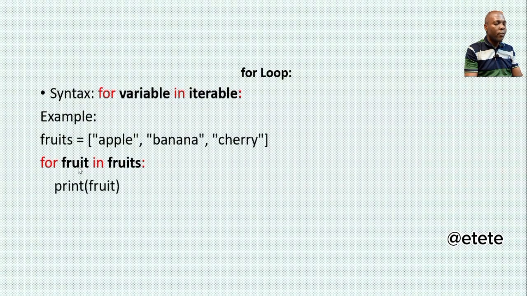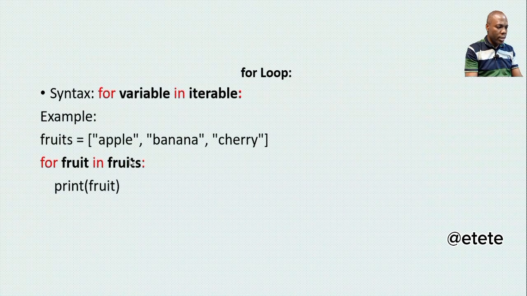Now, the difference between a for loop and a while loop is that you must know the quantity that is inside the iterable, and then you can use a for loop. So you know the number of times you are going to iterate. But for a while loop, it's based on the condition. Once the condition is true, it will go in and execute the instruction. Once the condition is false, it will stop.